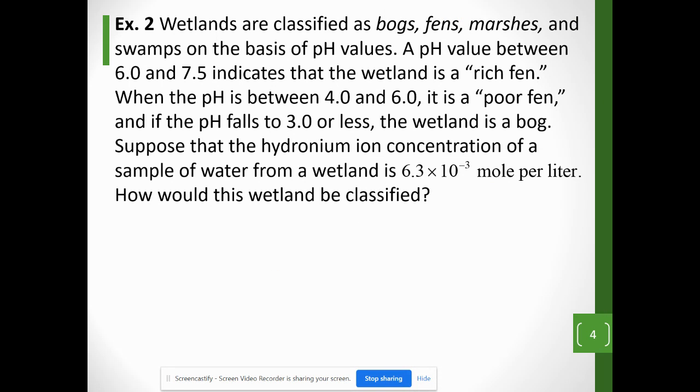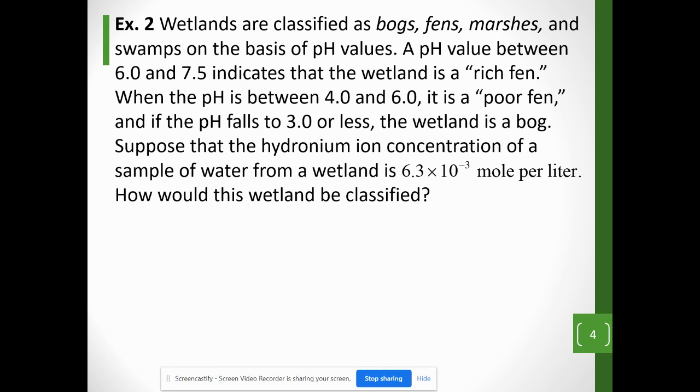Wetlands are classified as bogs, fens, or marshes and swamps on the basis of the pH values. A pH value between 6.0 and 7.5 indicates that the wetland is a rich fen. When the pH is between 4.0 and 6.0, it is a poor fen. And if the pH falls to 3.0 or less, we're going to call this wetland a bog. The sample water from a wetland is 6.3 times 10 to the negative 3. So how will this wetland be classified?